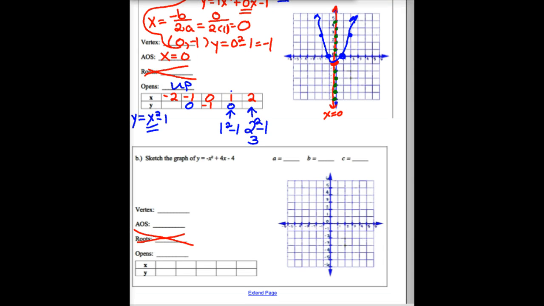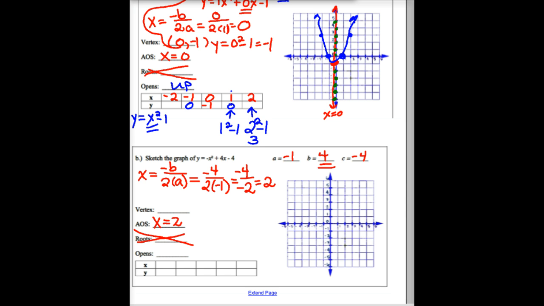All right, so for the next one, again, I identify my A, negative 1, my B, which is 4, and my C, which is negative 4. I use my formula x is equal to the opposite of B over 2 times A. The opposite of B will be negative 4. 2 times A will be a negative 2. So I have a negative 4 over a negative 2. A negative over a negative is a positive. So my axis of symmetry is at x equals 2.